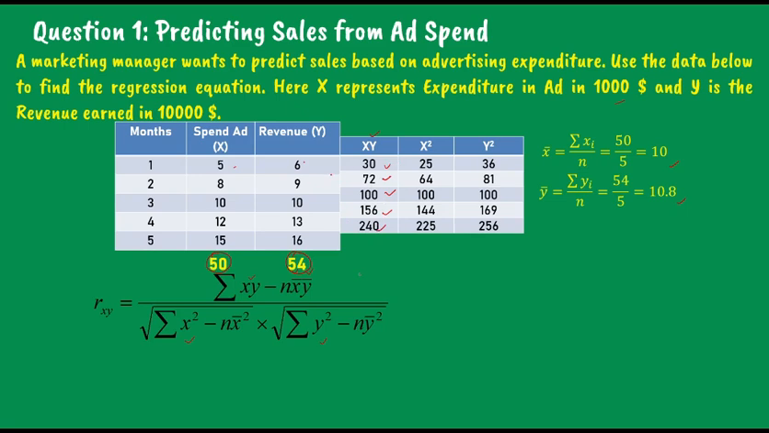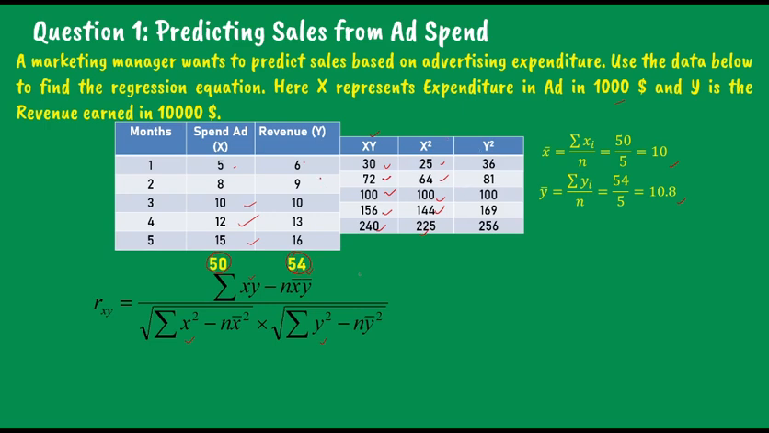Then I calculate the value of x square. That means 5 into 5, 25. 8 into 8, 64. 10 into 10, 100. 12 into 12, that is 144. And 15 into 15 is 225. These square values, you may memorize up to 15. This is very handy. 1 square is 1, 2 square is 4, 3 square is 9, 4 square is 16, like that. Up to 15 you should remember because they are often required.